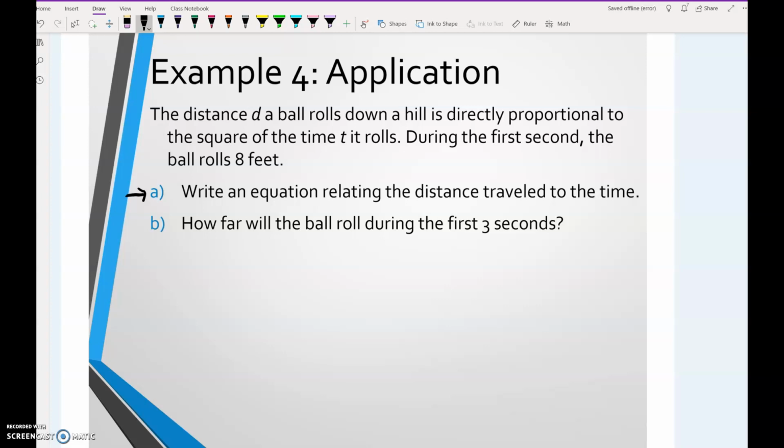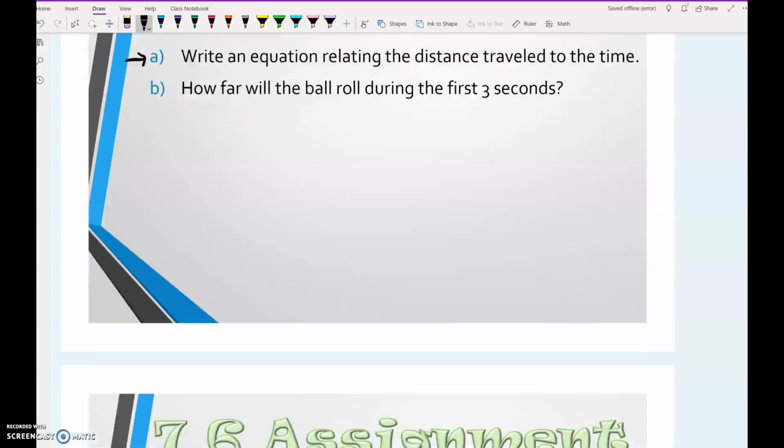How far will it go in 10 seconds? How far will it go in 15 seconds? You can then plug those values in and get the distance from the equation that you wrote. So we're not actually going to do that. I just wanted to talk about it.